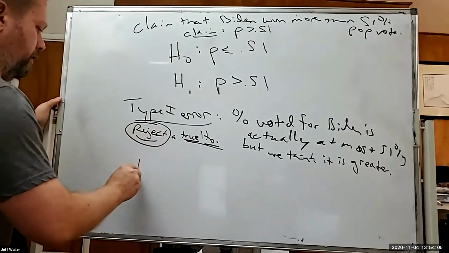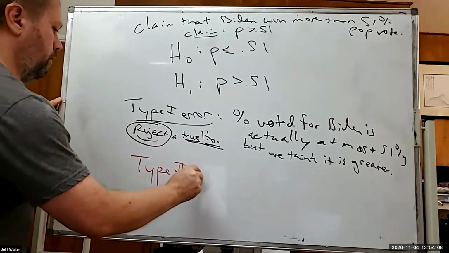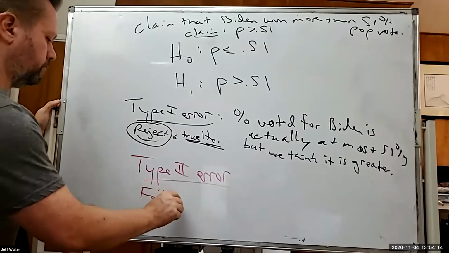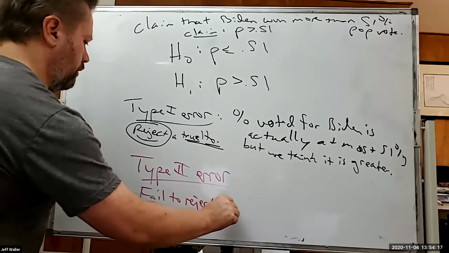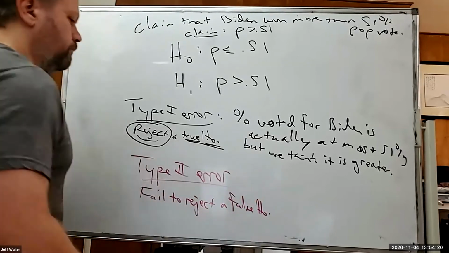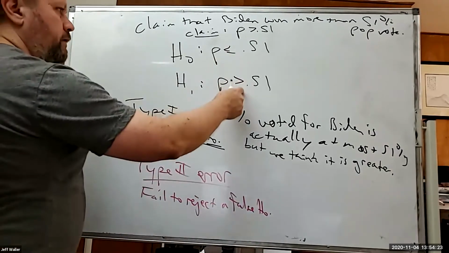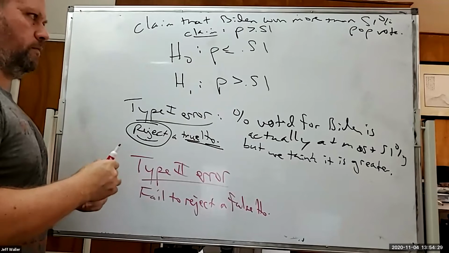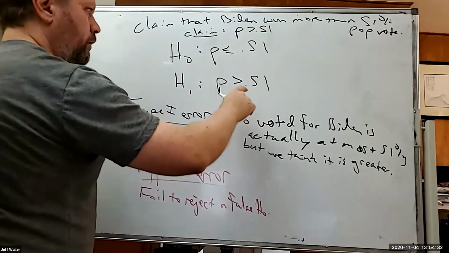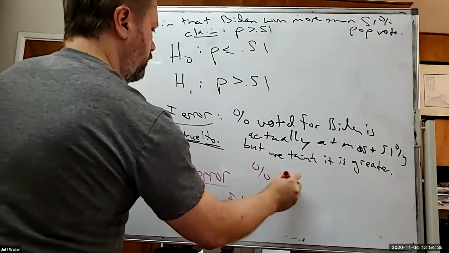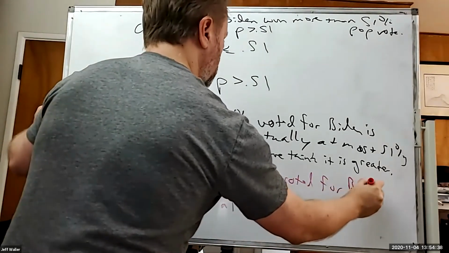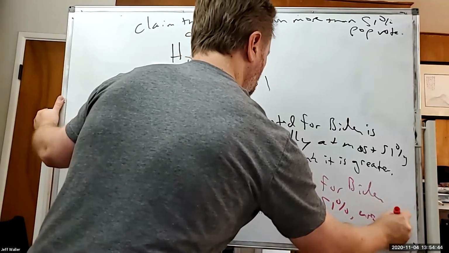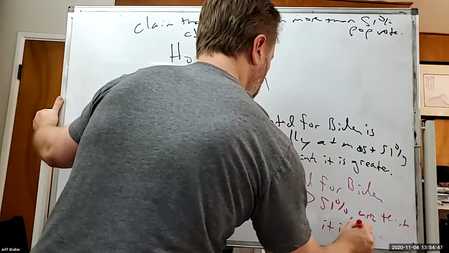What about a type 2 error? In that case, what's the reality? We fail to reject a false null. So in reality, which one of these is true then? That it's greater. Yes, so in that case, this is true since that's false. So in reality, the percentage that voted for Biden is greater than 51%. But we think it's less. Or it is at most 51%.